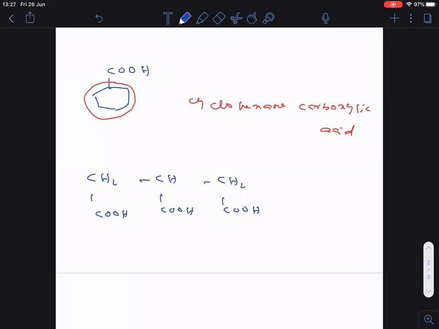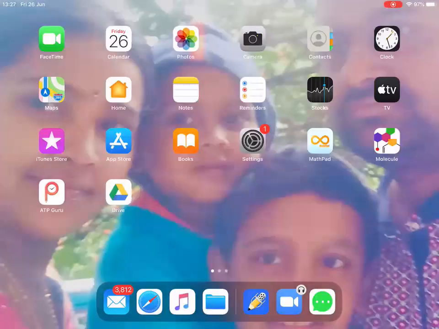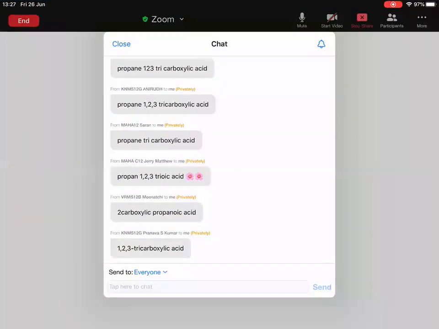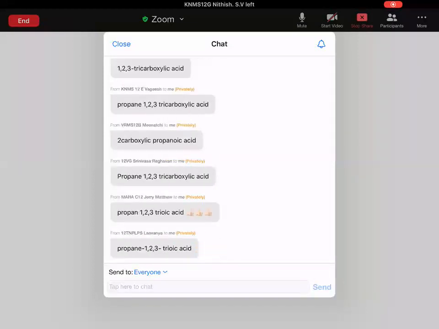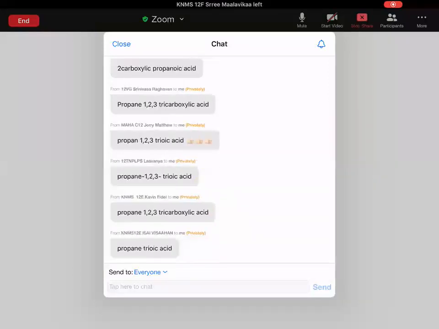So what is the IUPAC name of this compound? Come on, respond through the chat box, everyone. What is the IUPAC name of this compound? Please respond through the chat box.